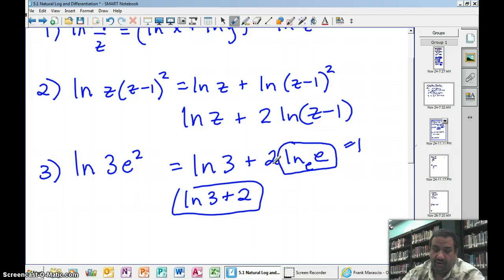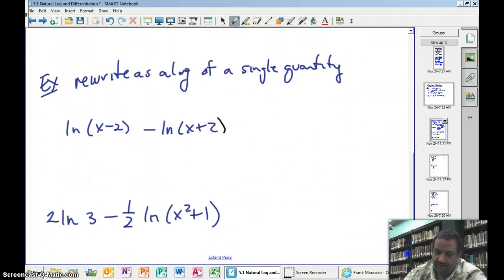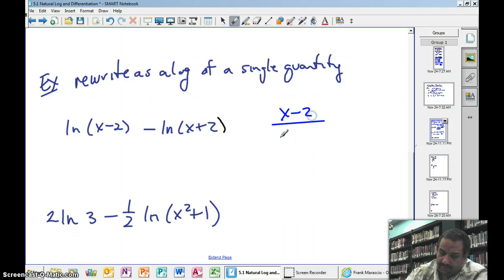I put the 2 out in front. I didn't show you the 2 here, and I'm moving it out in front. Did it all in one step. Now I have over here, rewrite as a log of a single quantity. So now let's go the other way. So this would be a minus. So there's division. This guy on top, this guy on the bottom, and then it's the natural log.